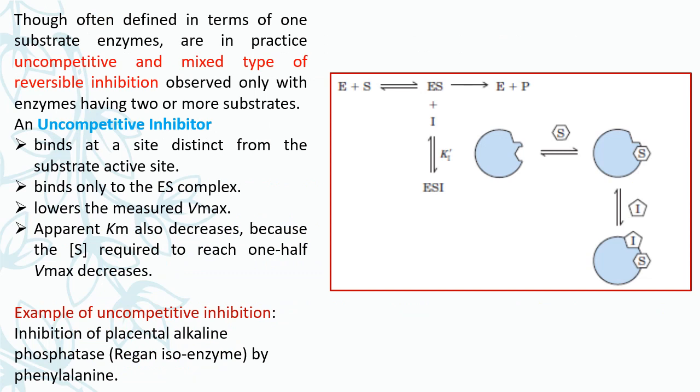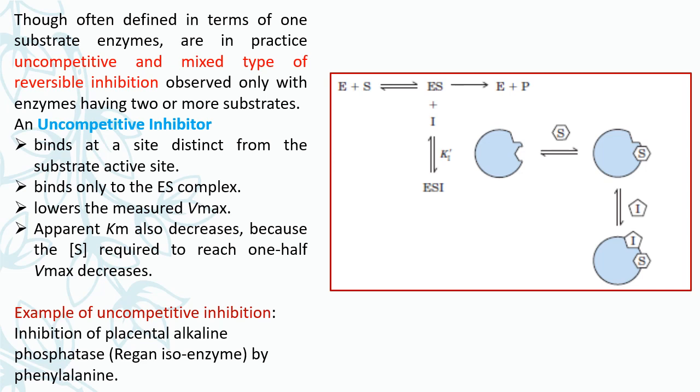Okay, let's see the other types of inhibition. The other types are irreversible inhibition, and, as we have already told, uncompetitive and mixed type of inhibition. Though they have been explained with the example of a single substrate, actually they are observed only with enzymes having two or more substrates. For better understanding, the mixed and uncompetitive types of inhibition are also explained with the help of one substrate, but naturally, in our physiological condition, it occurs only where the enzyme has two or more substrates.